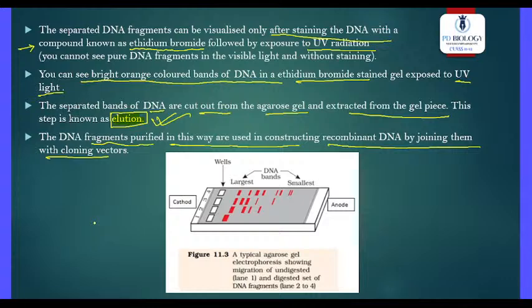See the diagram that is also given in your question. You can get this question in your board exam. The cathode and anode are there. See, the smallest parts move towards the anode and the largest parts stay near the cathode. A typical agarose gel electrophoresis is shown, with a set of DNA fragments.